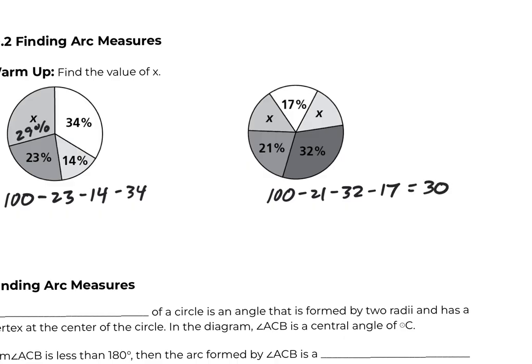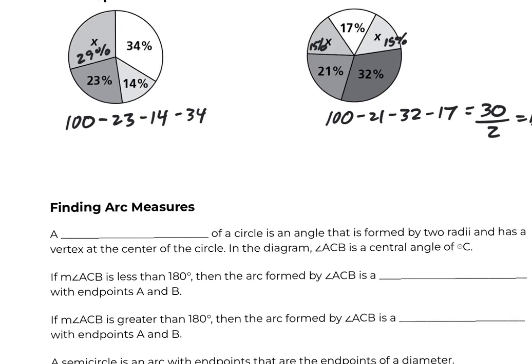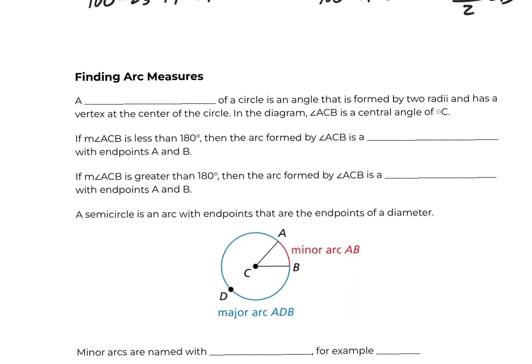So that means we have 30 left over. And then because we have two of them, I have to divide it by 2, and that would give us 15. So each of these pieces would be 15% that's left over. Okay, so we're going to see some circle graphs like that today, talk about what they mean, and we're going to talk about some other things with them in addition to that.